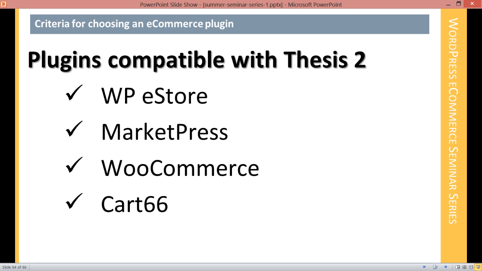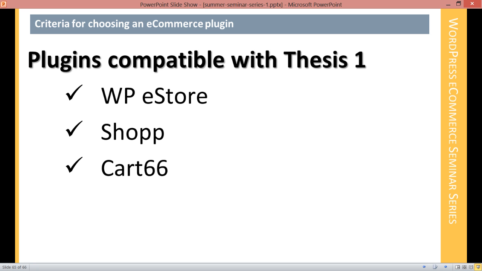You can also compare them by theme compatibility because these aren't all entirely compatible with, well, in particular with Thesis. They all work with Genesis, but Shopp does not work with Thesis 2, and WooCommerce and MarketPress don't work with Thesis 1.85. So you can think about them in groups like that.